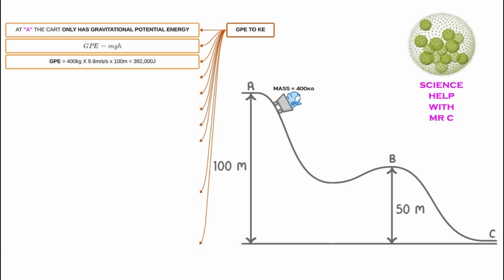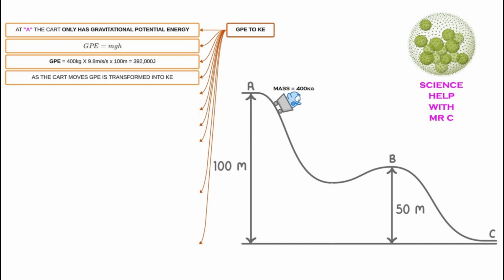So at point A, it only has gravitational potential energy. And to work out that GPE, the equation is mgh. So if we put in the values, GPE equals 400 kilograms times 9.8 meters per second squared for gravity times 100 meters, which is the height, and it equals 392,000 joules.